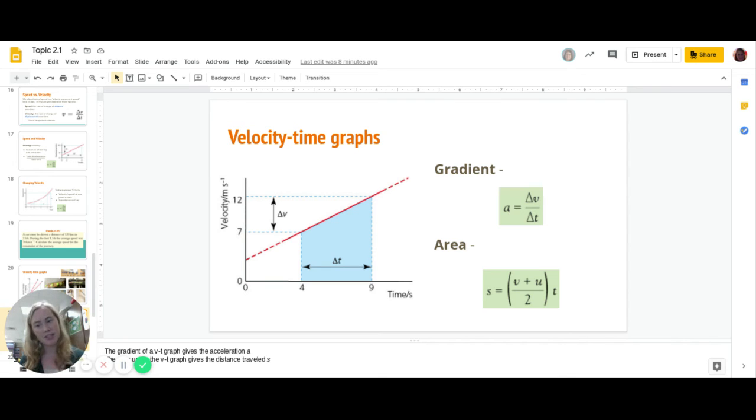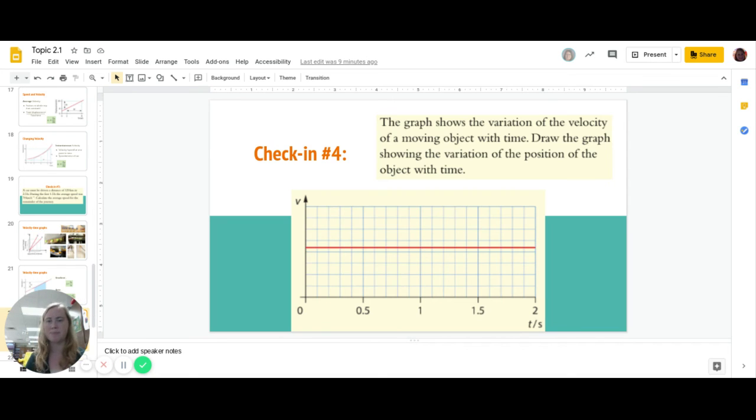And the cool thing about velocity versus time graphs is you can also take the area underneath the curve by doing this formula down here and figure out how far away you've moved, your distance that you've gone. So distance is going to be equal to the final velocity v plus the initial velocity u divided by 2, aka average velocity, from top to the bottom, multiplied by time. Do a check-in, see if you can create a position versus time graph from this.